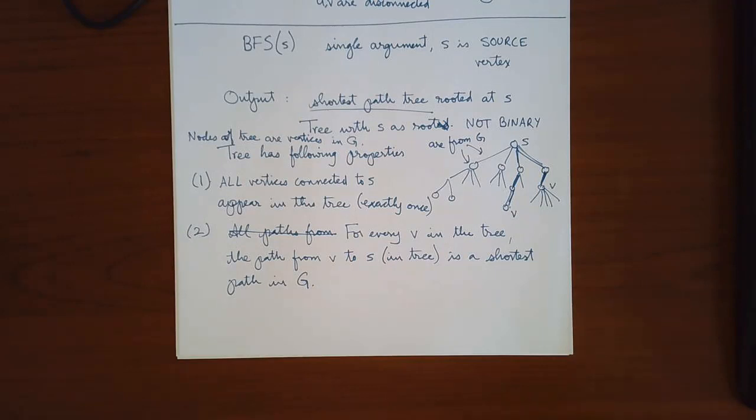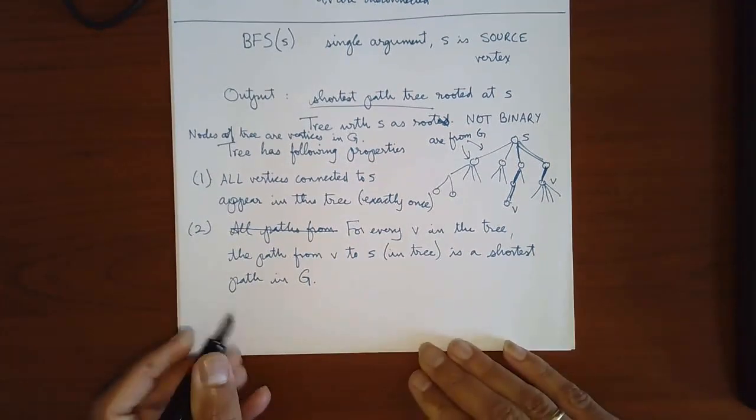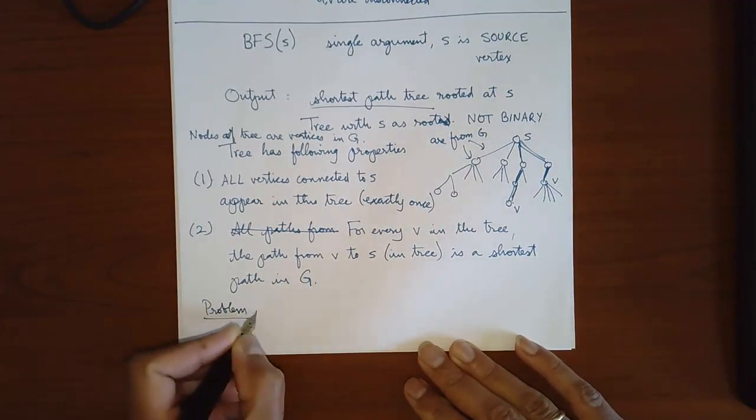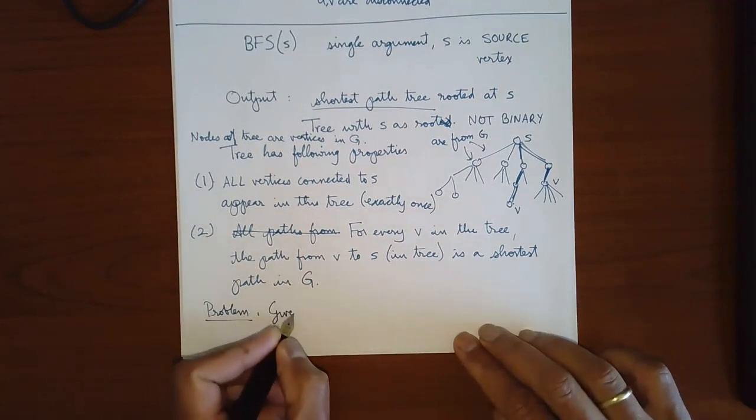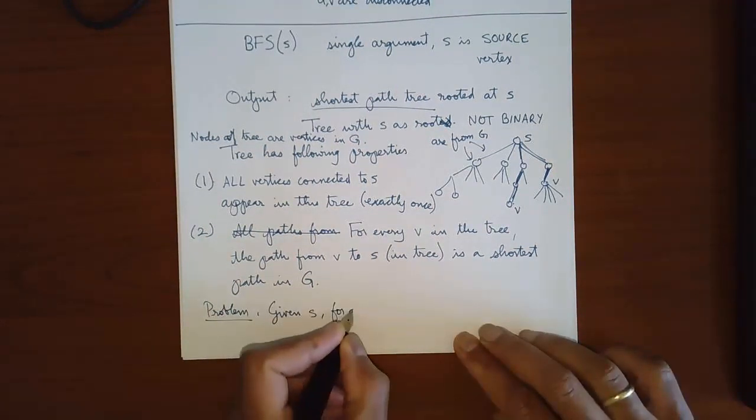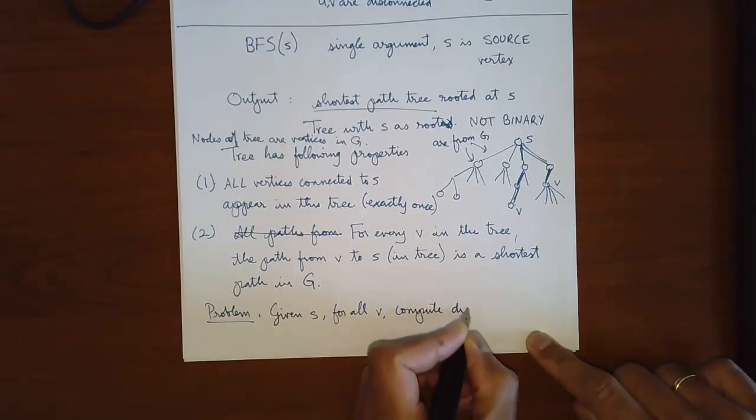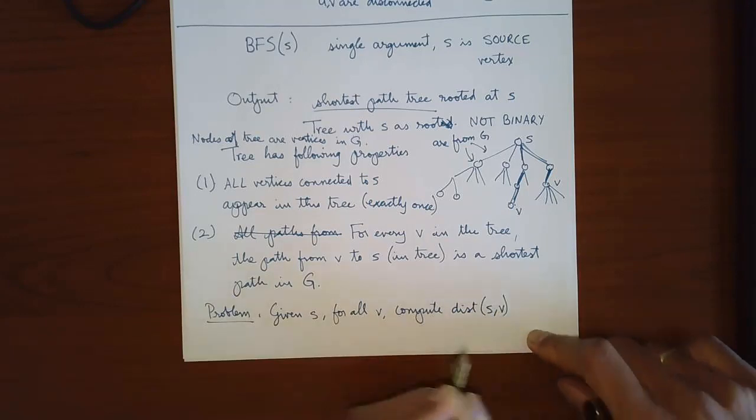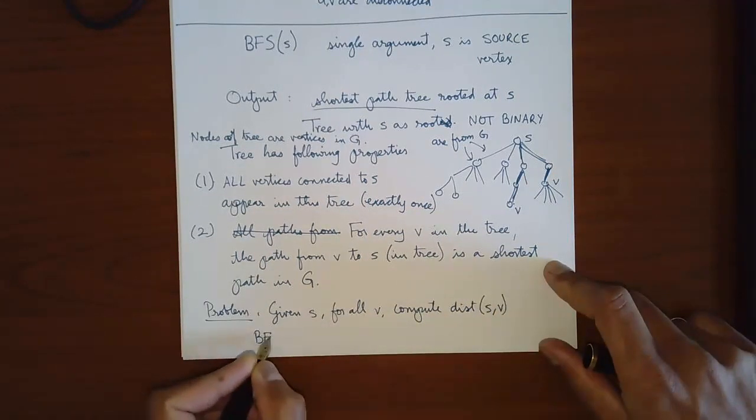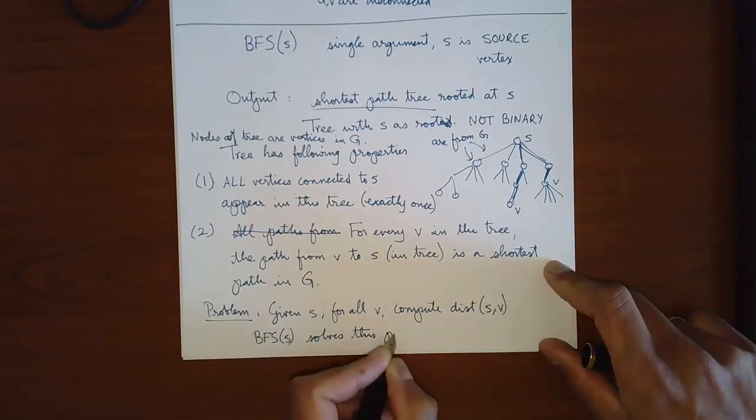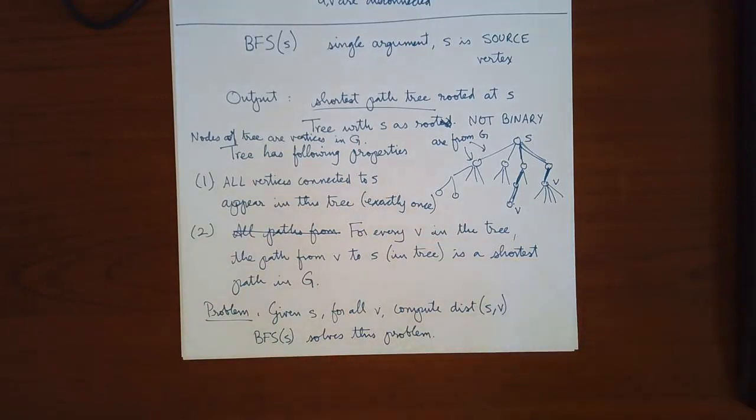So what this solves is the following problem, the routing problem: given S, suppose for all V you want to compute the distance from S to V. Then BFS of S solves this problem. Is this clear? Are there any questions about what it means to be a shortest path tree?